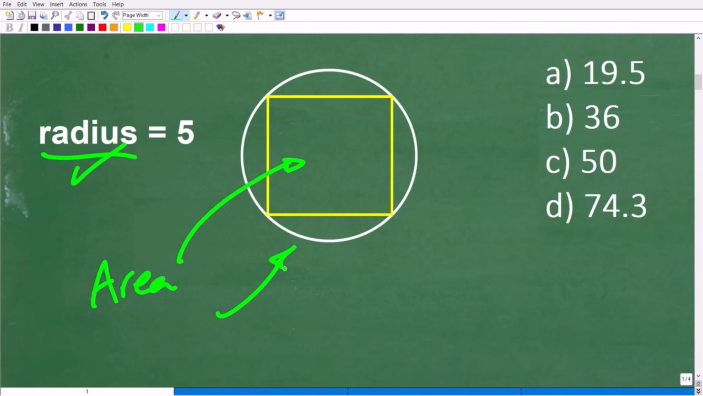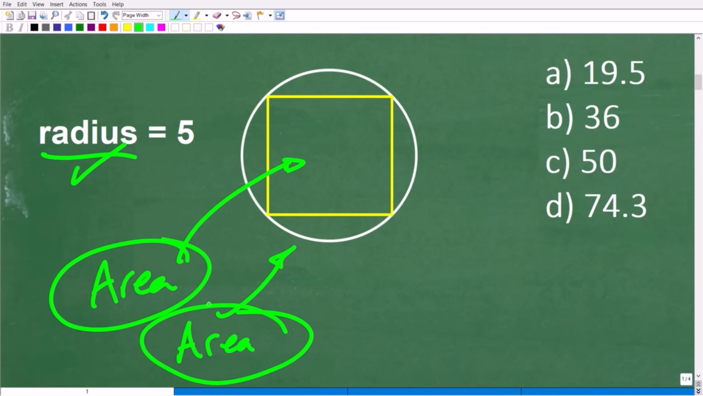And now we have a circle. So let me ask you, do you think we need to know the formula for the area of a circle, right? We definitely need to know the formula for the area of a square. But what do you think about the area of a circle? Are we going to need that as well to solve this problem?